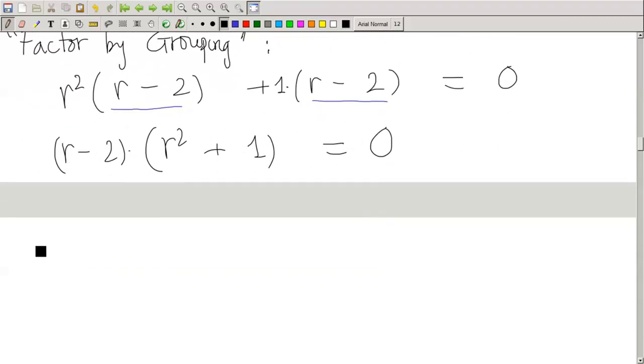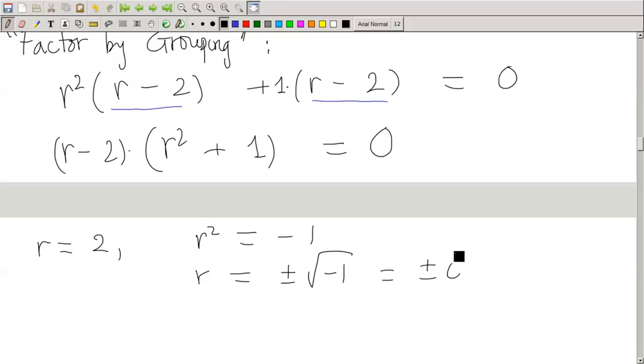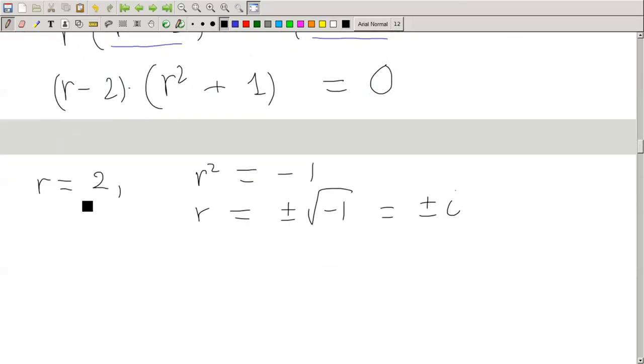Now we solve, we have r equal to 2. And for r squared plus 1, we solve as before. We have r squared equal to -1, and we take the square root, plus or minus. The root of -1 gives plus or minus i. So we have 3 roots to the given equation: 2 and plus or minus i.